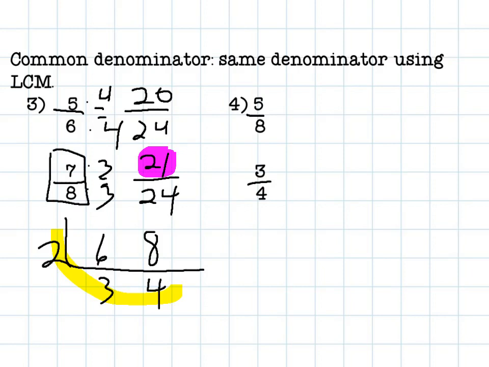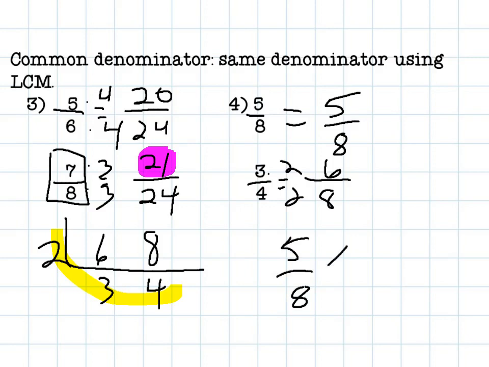Now, pause the video and try to find a common denominator for 5/8 and 3/4. This one is a little easier than the first one because 4 goes into 8, so your common denominator is 8. So we can leave this fraction as 5/8. This one, however, has to change. Well, 4 goes into 8 2 times, so 2 times 3 is 6. And now we can look and compare 6/8 and 5/8. And 5/8 is definitely less than 6/8 because 6 is greater than 5.